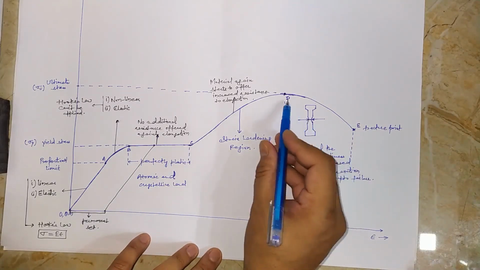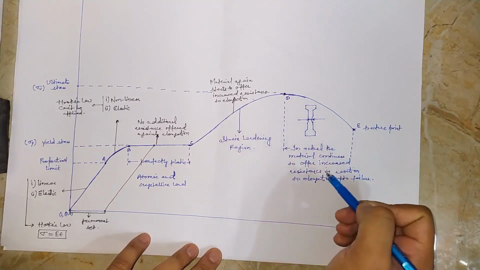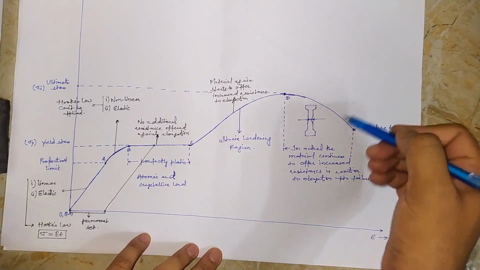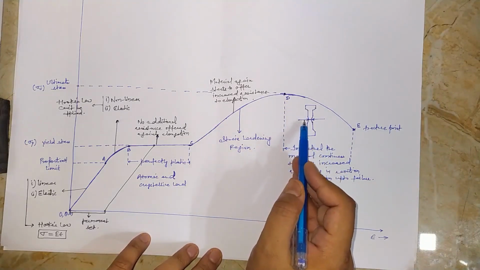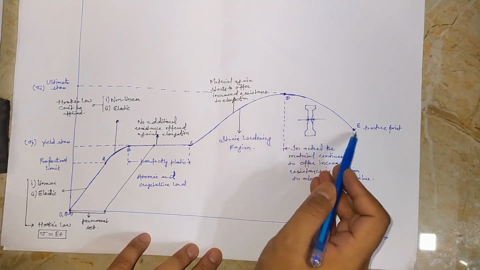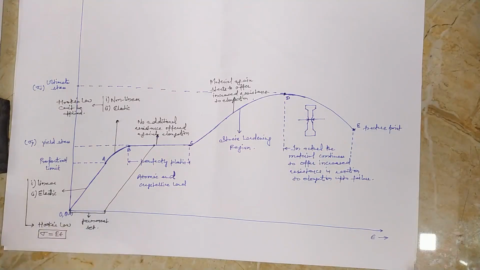So this necking phenomenon is prominent after point D, because of which, even though the material continues to offer increased resistance up to point E, due to the decrease in cross-section area we see that there is a negative trend in the slope of the graph from D to E.